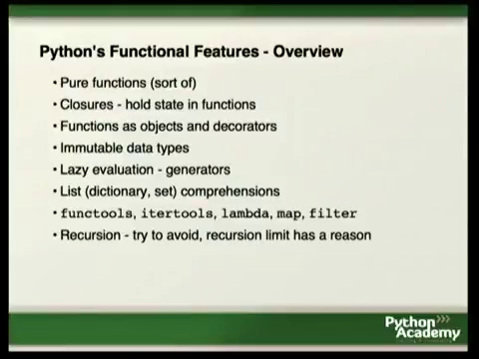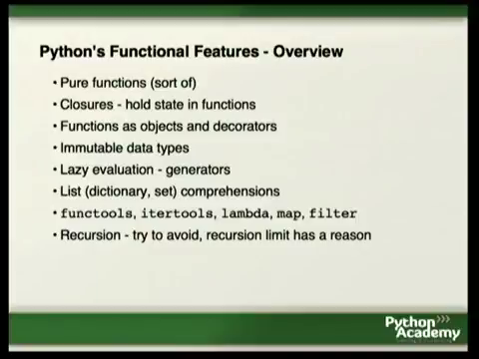Out of those functional features, there are a few in Python. You can write functions in Python, and you can try to write pure functions. It doesn't really work. You will see in a minute why. You have other things. You have closures. Closures are helpful to keep state in functions. Functions are objects, and you can also use decorators. There are a few things that help you to go in the direction of functional style programming.